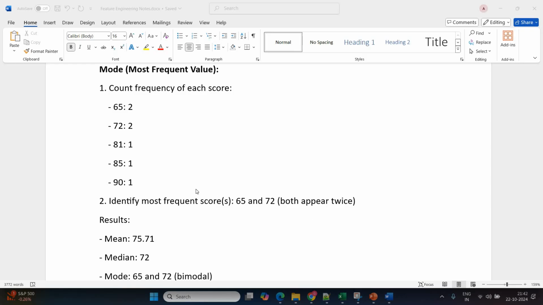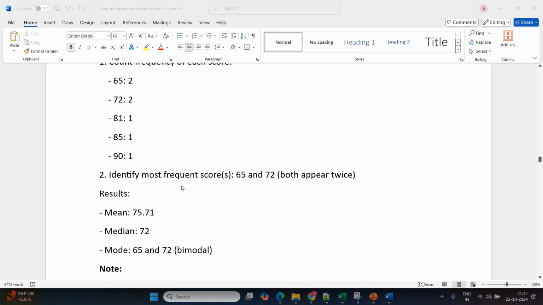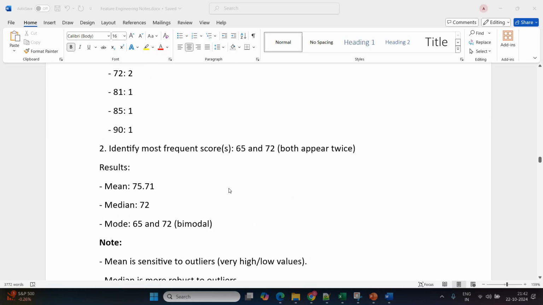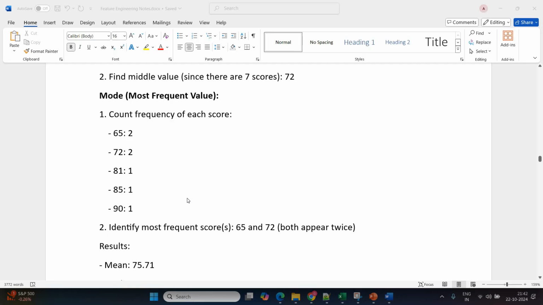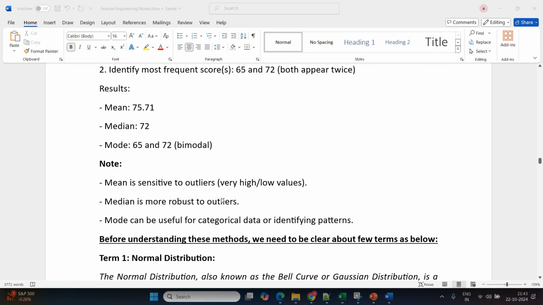So this is bimodal data. 65 and 72 both have the same frequency and both are the highest frequency. That is why it is a bimodal data set.